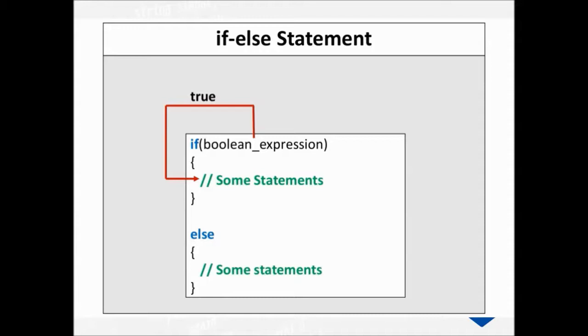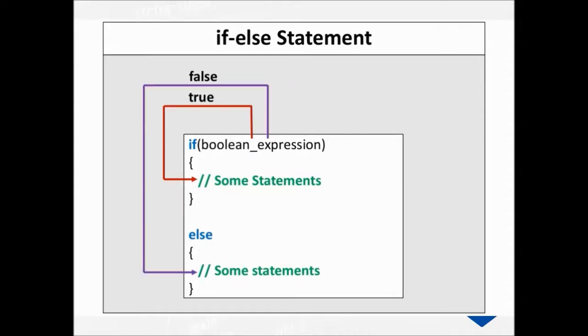If-else statement again. If the boolean expression is true, then this part shown by the red arrow is going to be executed and the block of code written under else is going to be ignored. But if the condition becomes false, then the statements pointed to by the red arrow are going to be neglected and the statements pointed to by the purple arrow are going to be executed.